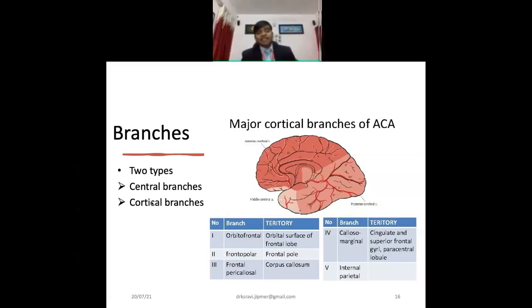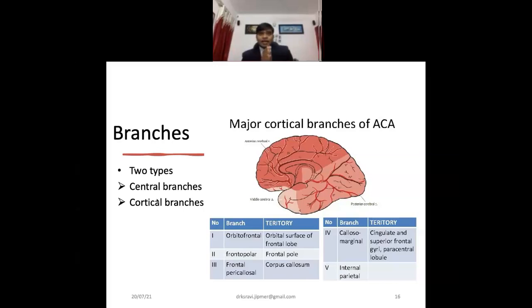Now, when we see these central branches, they arise from the circle and the proximal portions of the principal arteries, right? And these central branches penetrate into the substance of the brain, and supply the deeper structures, whatever structures are located deep.